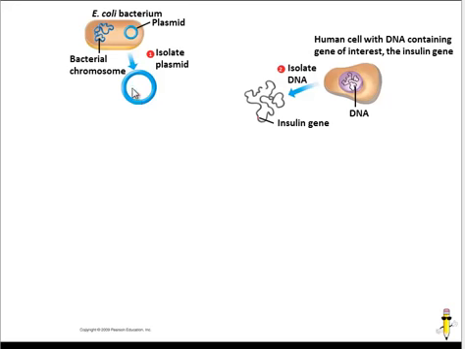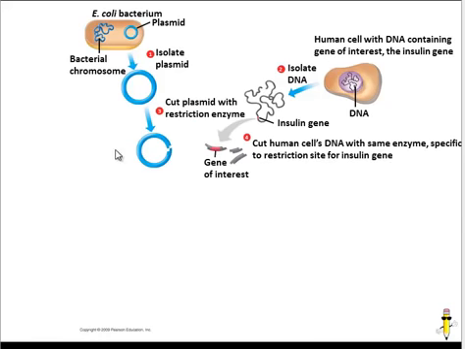So the first thing we're going to do is take the plasmid out of the bacteria, and we're going to take the DNA out of the human cell. Easy enough. Then we're going to cut both of them with the same restriction enzyme. So here the plasmid has been cut, and here the human DNA has been cut. And we're going to use a restriction enzyme that cuts at sites around the human insulin gene. So it's important to pick the right restriction enzyme for your experiment.